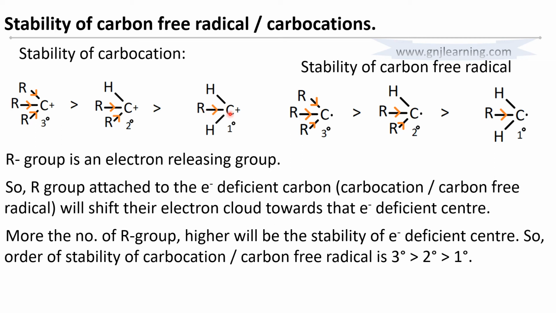And imagine it is an H here, which is called a methyl carbocation. The stability will be least. So methyl is the least. Then we have monosubstituted, then primary, then secondary and tertiary. Which means that tertiary is more stable and the major product formed will be that of tertiary. Clear? So the more the number of R groups, the higher the stability of the electron deficient center. So the order of stability of carbocation or carbon free radical is tertiary, which is greater than secondary, which in turn is greater than primary.